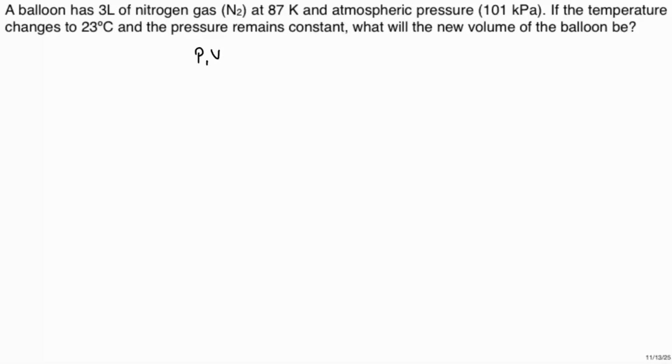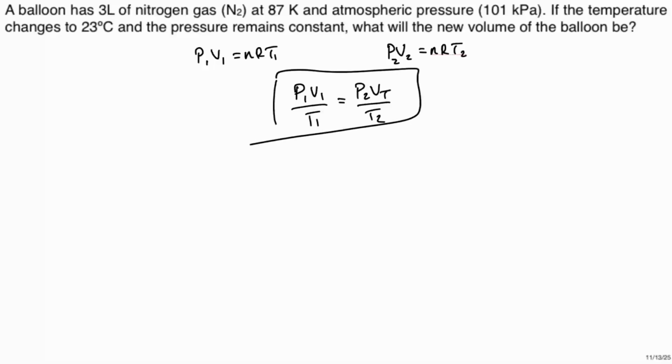If that's true, and this is an example of a problem where that is true, then we essentially have two states, right? We've got P1V1 equals nRT1. And we have P2V2 equals nRT2. There's something that's identical between those two equations. What is it? nR. So if we solve both of them for the number of moles times the gas constant, in a problem where the number of moles isn't changing, then we can just simply write P1V1 over T1 equals P2V2 over T2, and we're good to go.